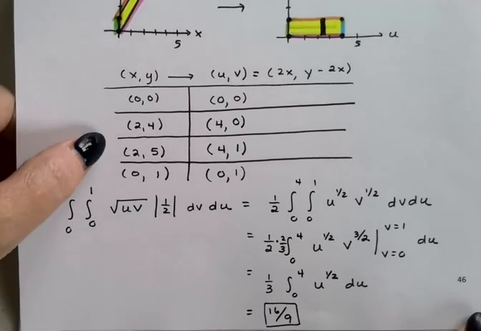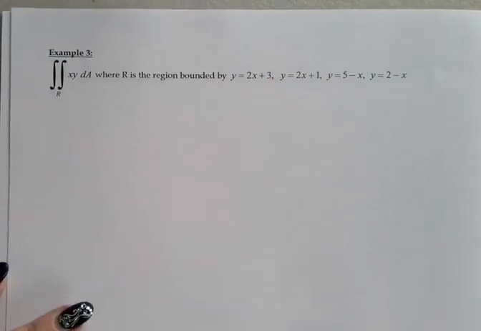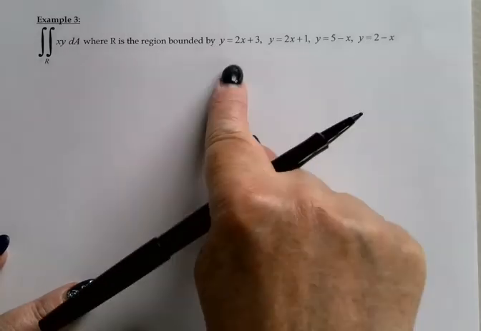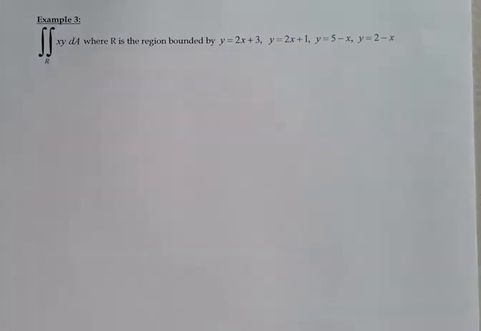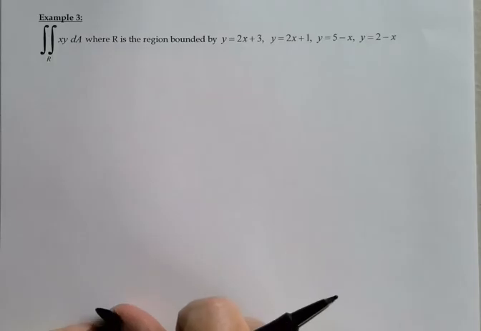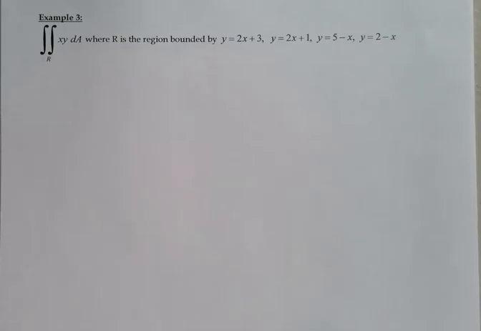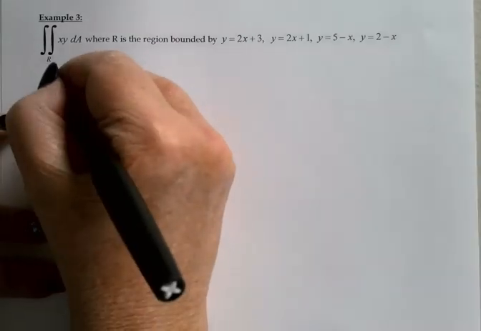All right, let's try another one. In example 3, we're looking for the integral of xy dA. And then we're given these boundaries for the region R. In this case, the integrand itself is not difficult to do, right? The integrand's no big deal. It doesn't require a change of variables at that stage. But let's look at the region and see if there's some reason based on R that's going to make me want to do a change of variables.